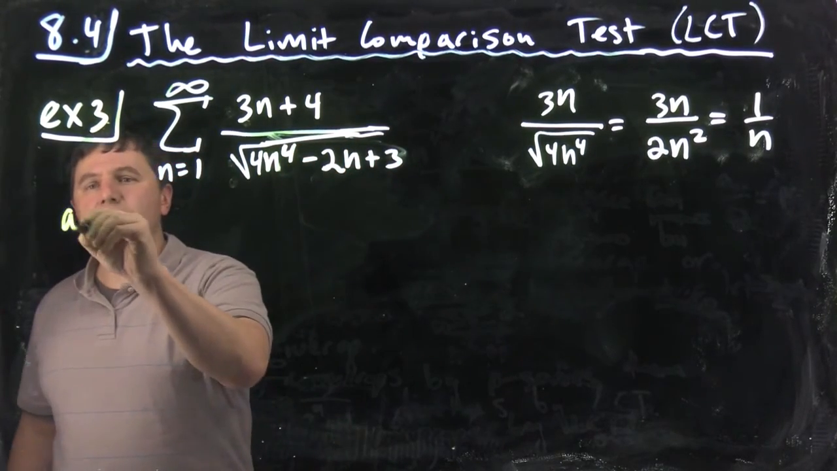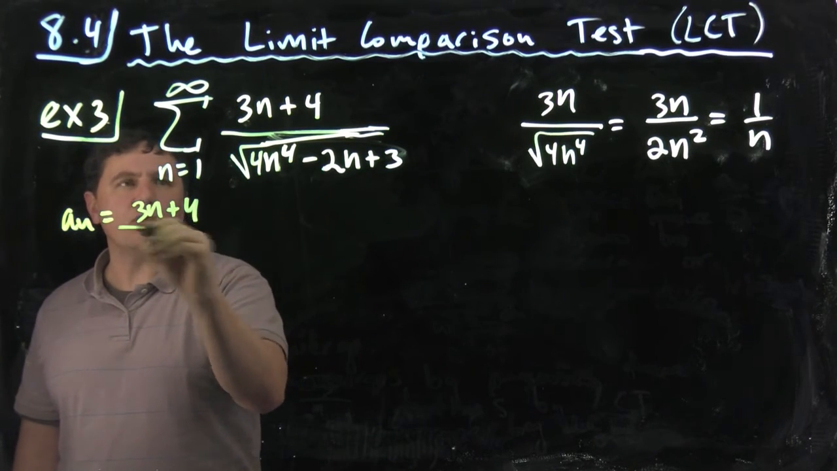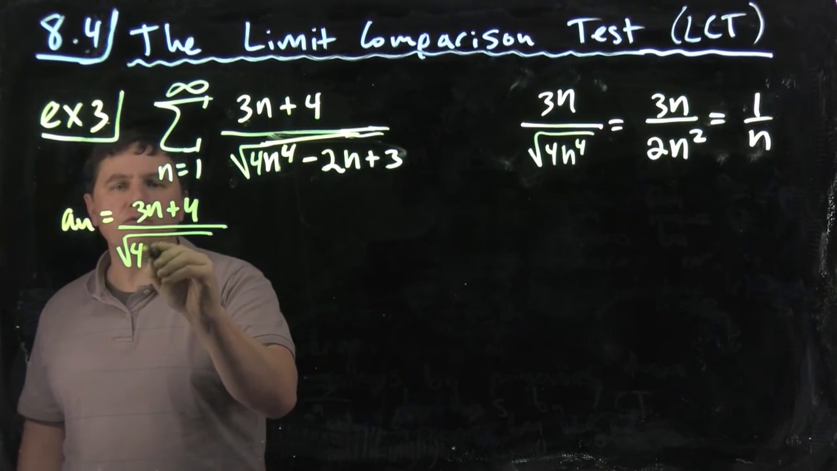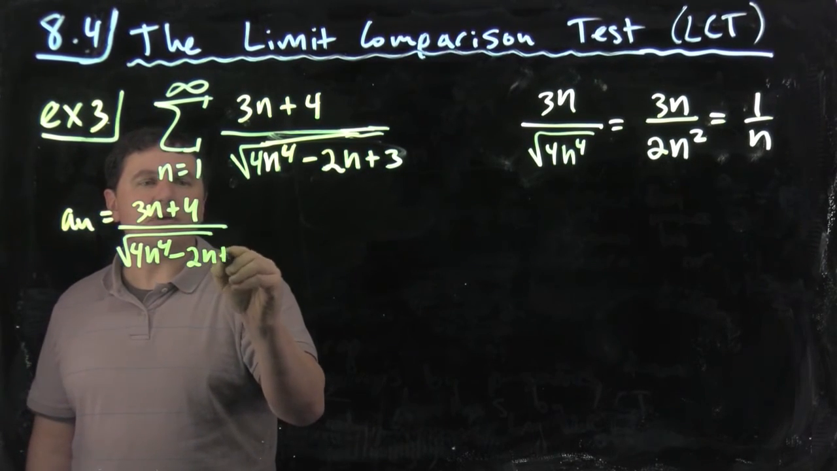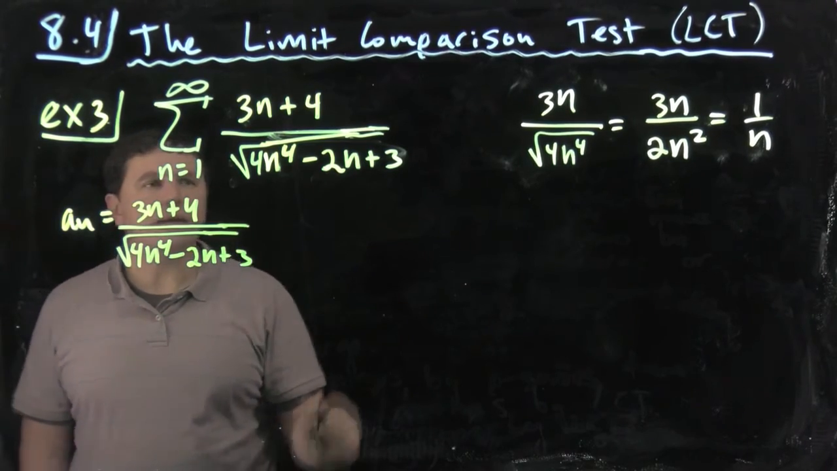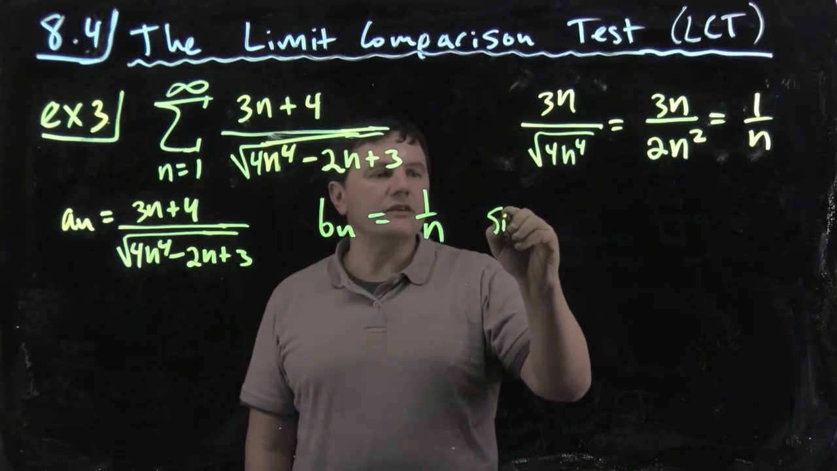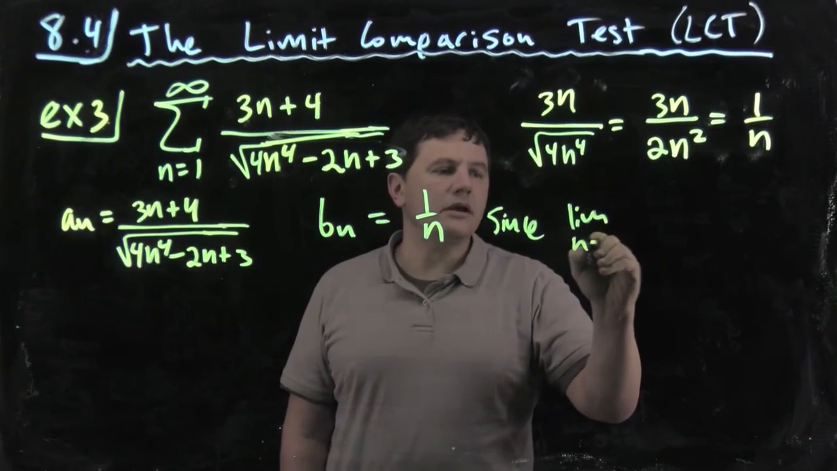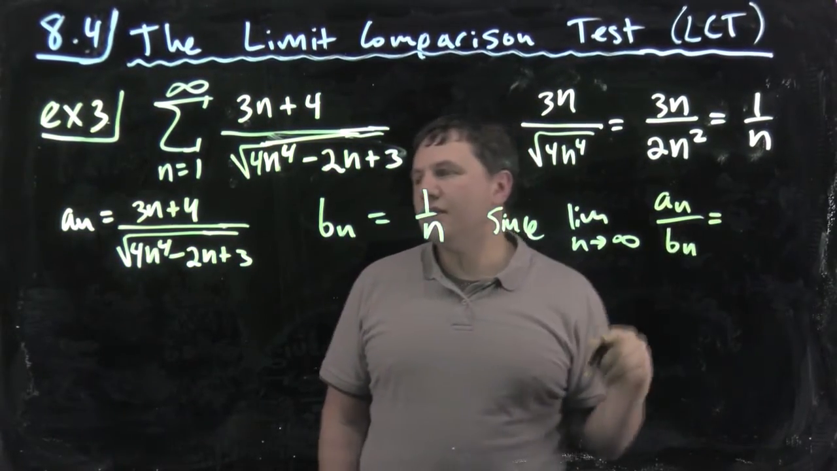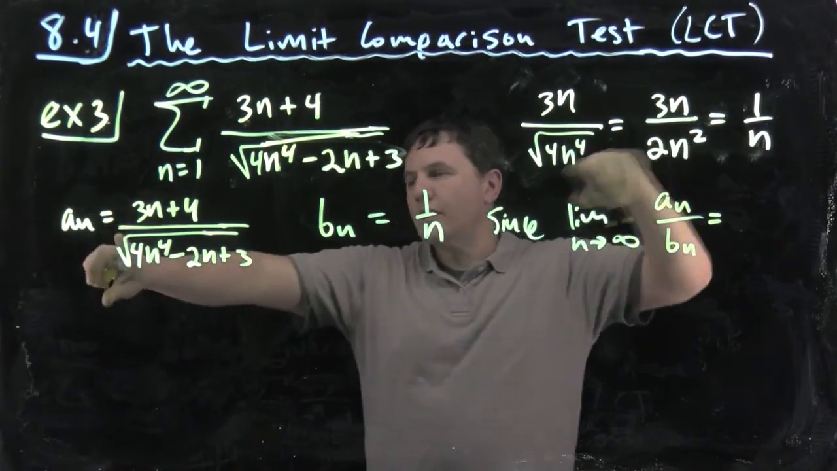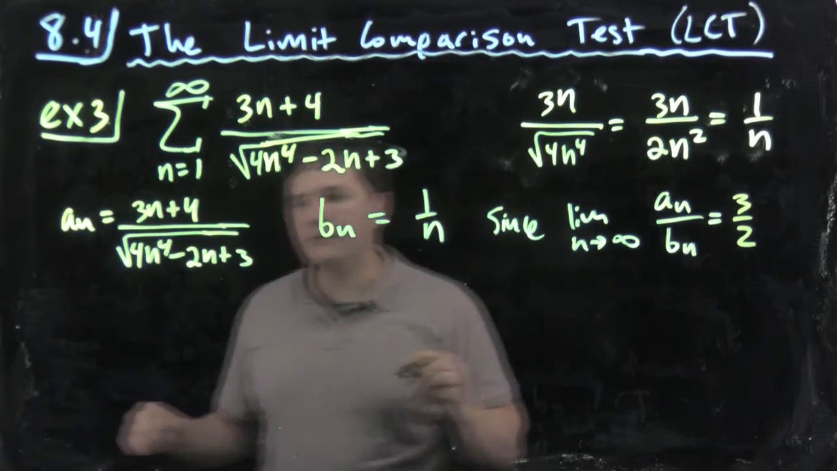So then we're going to write this up. So a sub n is equal to 3n plus 4 over the square root of 4n to the fourth minus 2n plus 3, okay? Our b sub n is 1 over n. So then I go, since the limit as n goes to infinity of a sub n over b sub n is equal to, like I said over here, for large numbers, this is just going to go to 3 halves, okay, greater than 1.